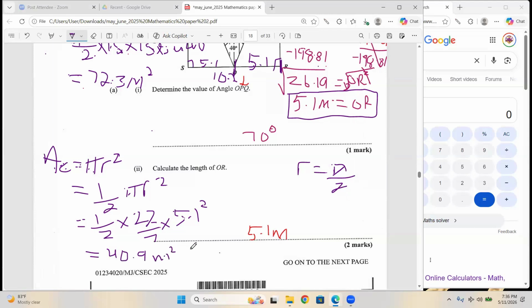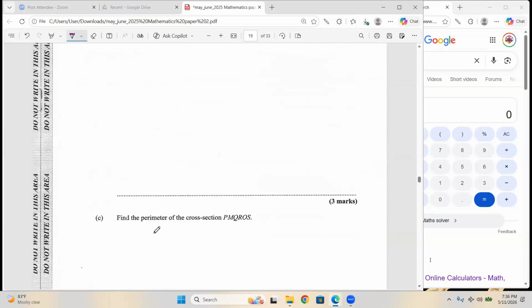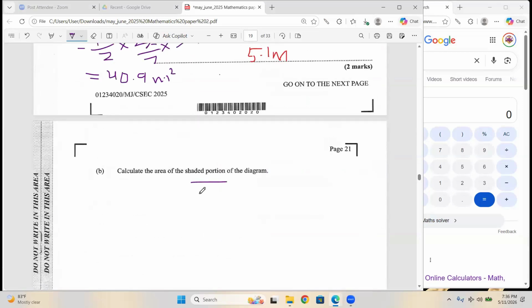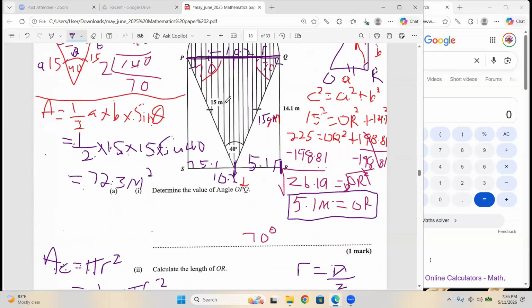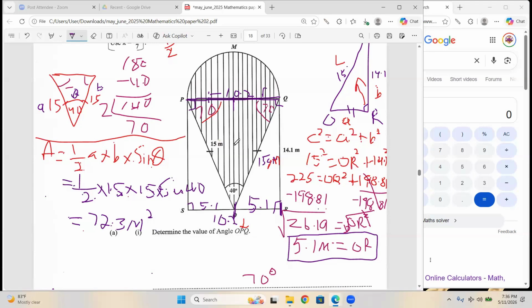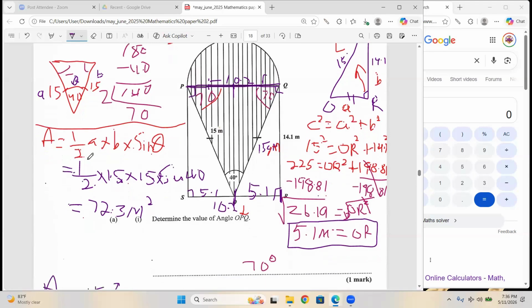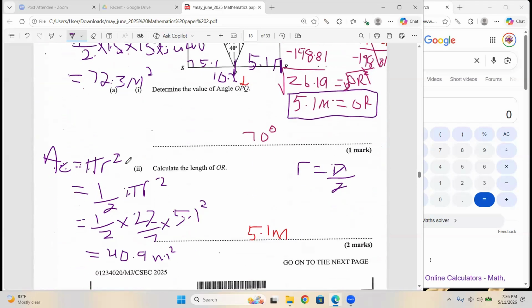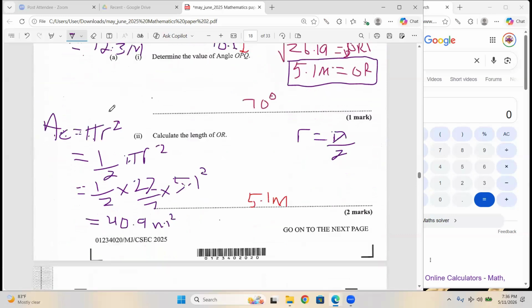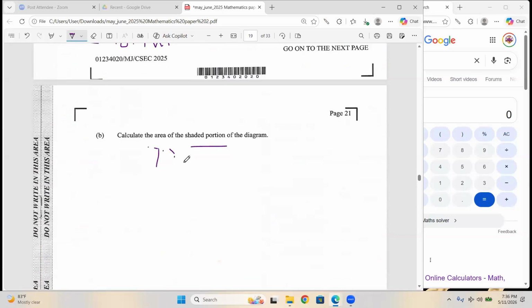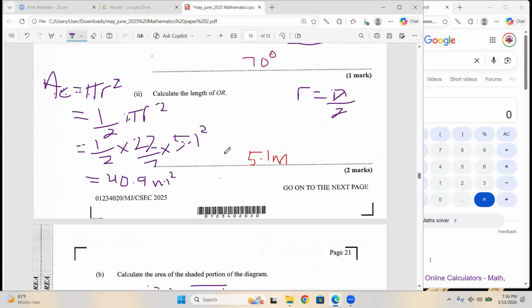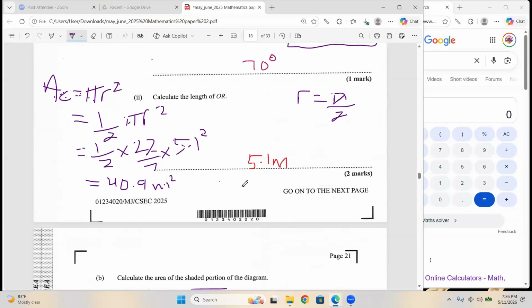meters squared. So the final thing to do is find the area of the shaded portion. The shaded portion again consists of a triangle and a semicircle, so we will add their areas. The area of the triangle is 72.3, and the area of the semicircle is 40.9.